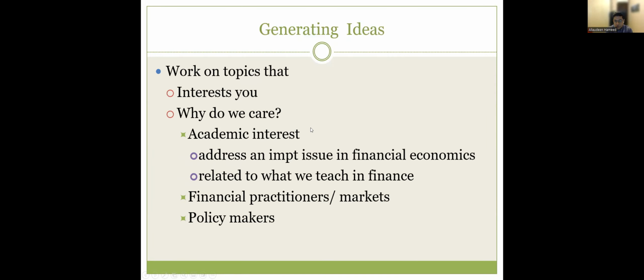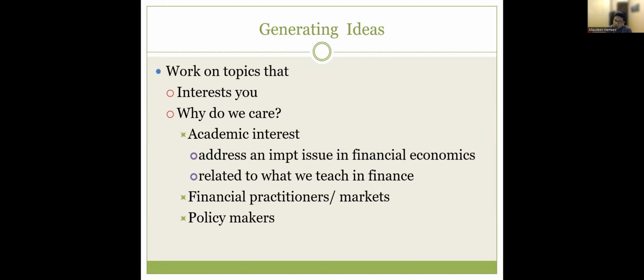So how do you start with generating ideas? Well, you want to start with working on topics that are interesting to you, right? So you are the one who's going to be working on it for a while to come. So it has to be of interest to you. What interests you is something that you have to figure out along the way.